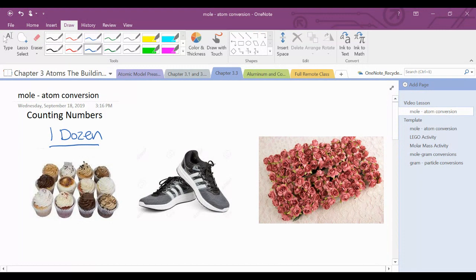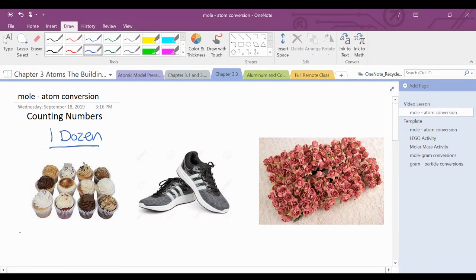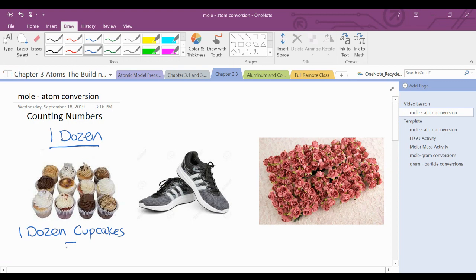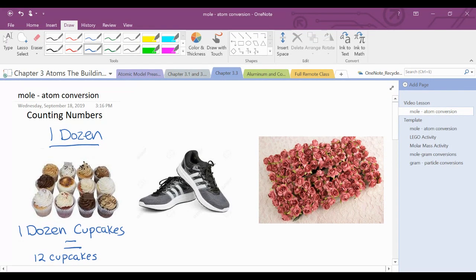And so you probably already know that 1 dozen, if in my example I have cupcakes, so 1 dozen cupcakes equals 12 cupcakes. And you've probably heard, if you've gone to Panera, of a baker's dozen, where you have 13 cupcakes, because a baker's dozen is a dozen plus an extra one for the baker.